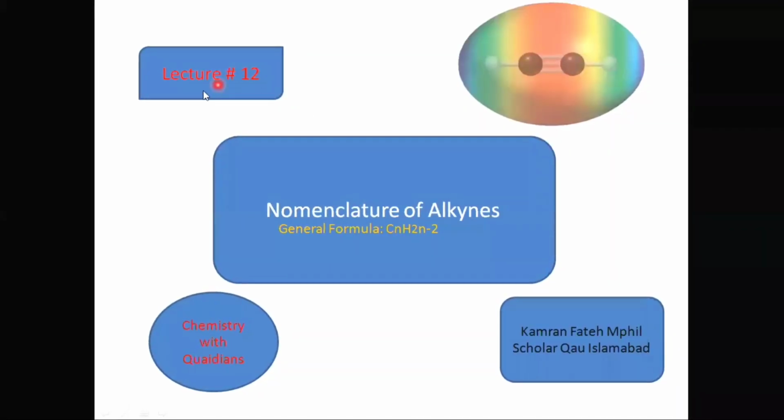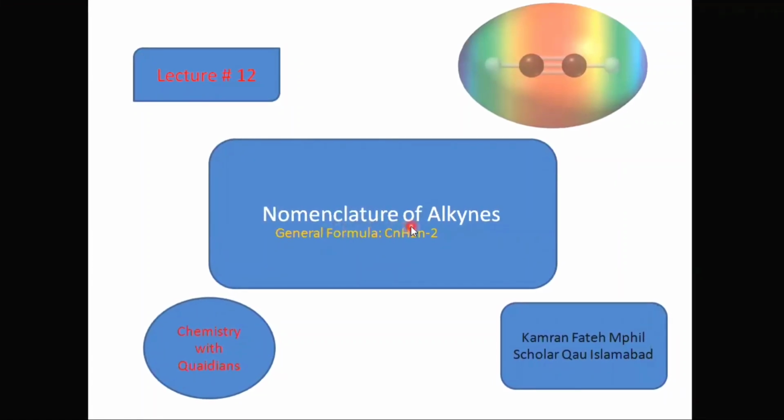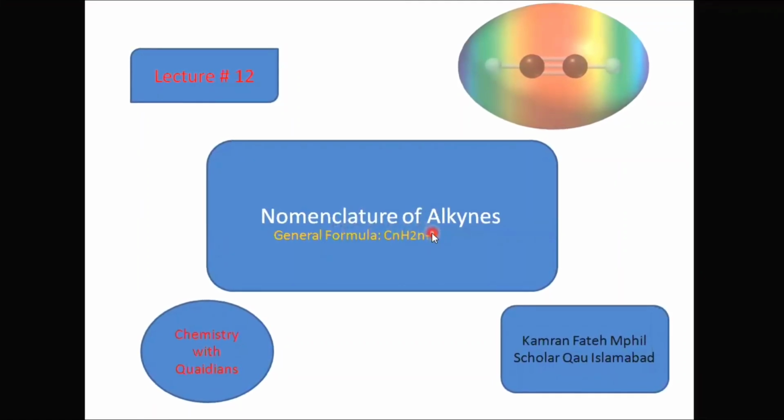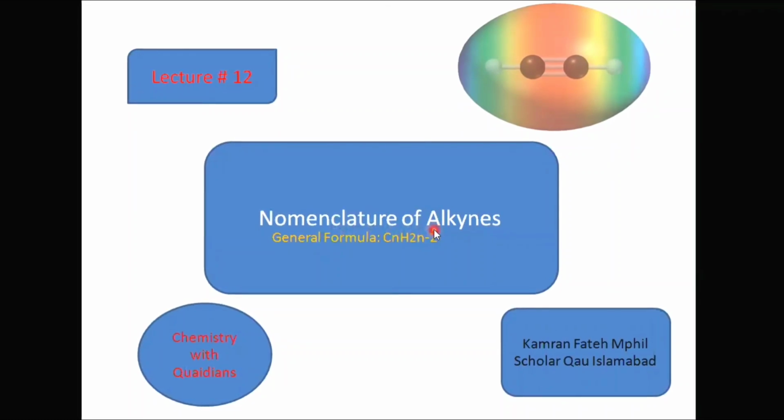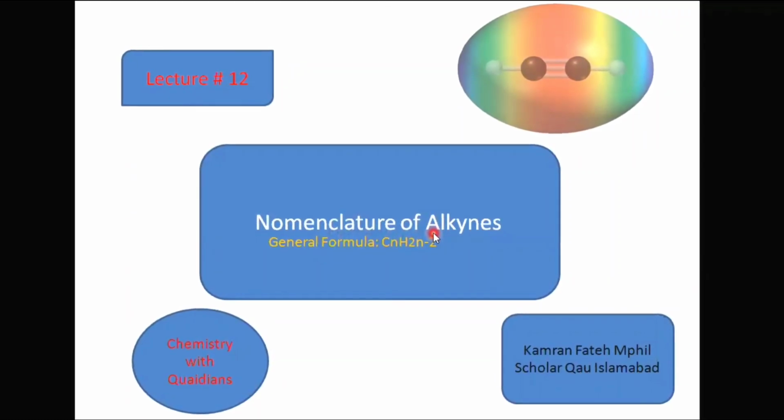Dear students, Assalamu alaikum. Today we are going to discuss the nomenclature of unsaturated hydrocarbons, which are known as alkynes. We will discuss all the important points which should be kept in mind while giving a systematic name to the alkyne.